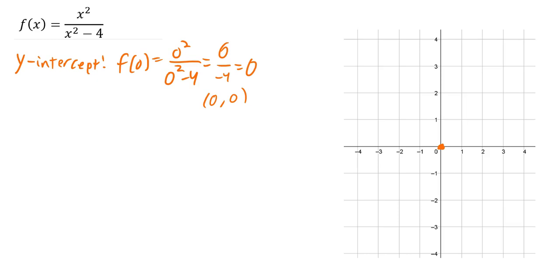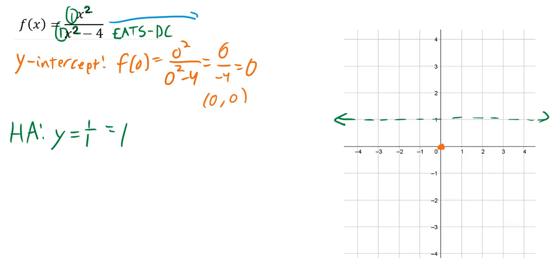Horizontal asymptote. My degree on top is 2. My degree in the denominator is 2. When the exponents are the same, I divide coefficients. My horizontal asymptote is going to be y equals dividing the leading coefficient of 1 by the leading coefficient of 1. y equals 1.